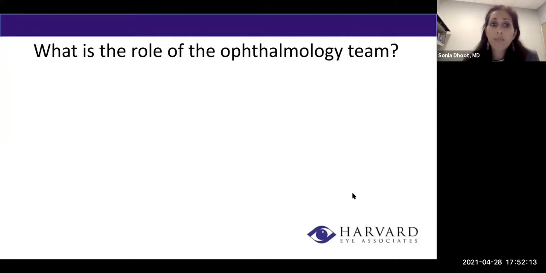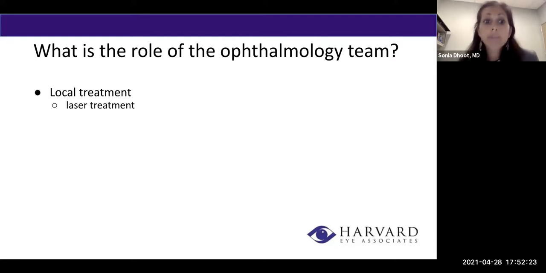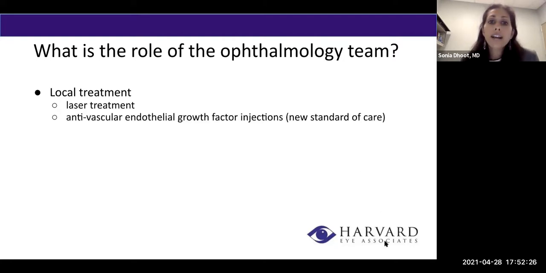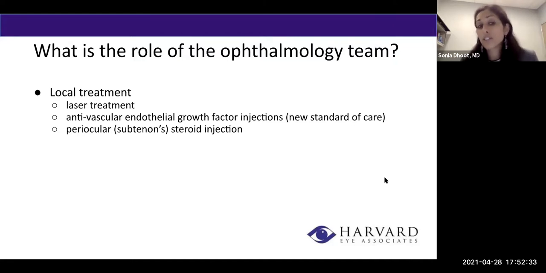So what is the role of the ophthalmology team? So we obviously specialize in local treatment for the eye to get your vision restored. There's times that we will do laser treatment to the eye. There are injections of medication into the eye. And with the injections, there's two different classes of injections we can do. One is something called anti-vascular endothelial growth factor, which is a really fancy term of saying we inject something that basically stabilizes the blood vessels and makes them stop leaking.